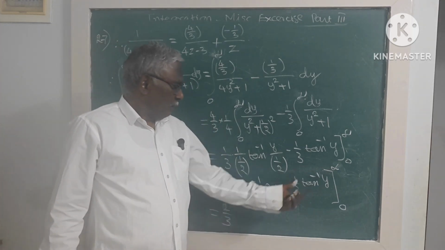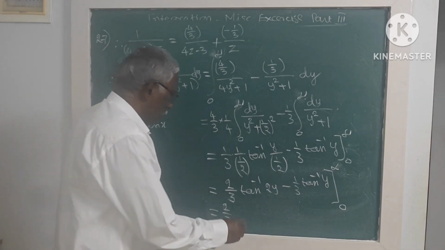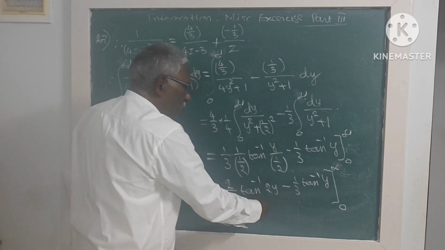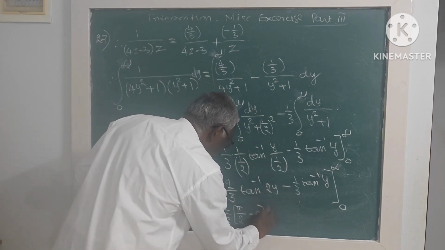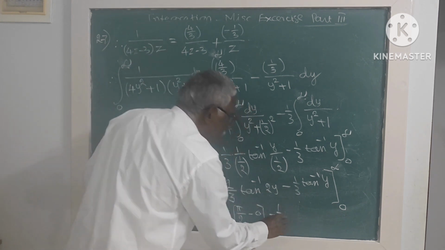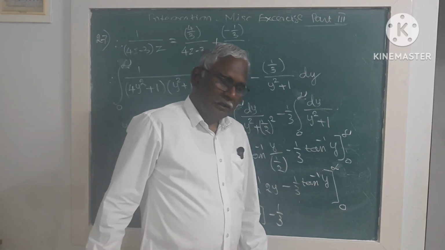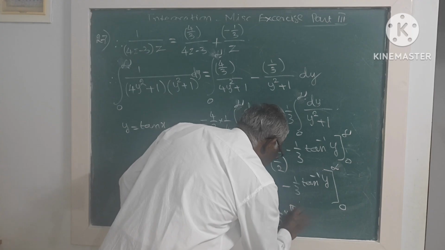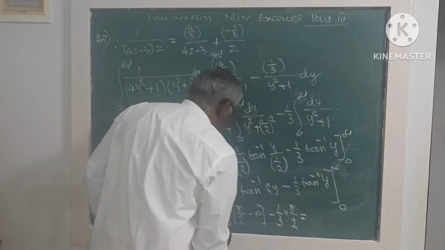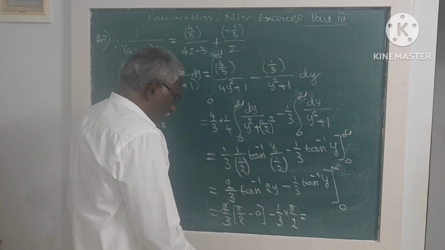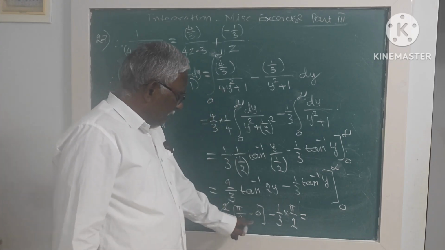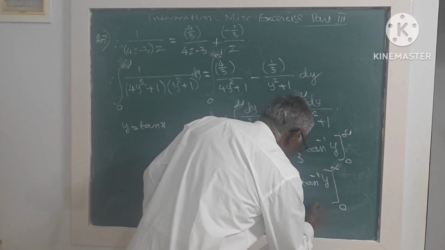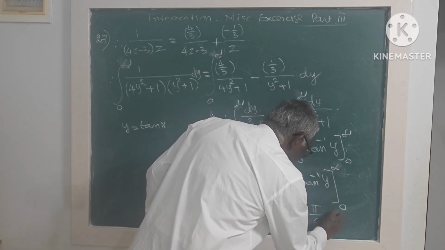Now y is infinity, tan inverse infinity is pi by 2. Then tan inverse 0 is 0. Minus 1 by 3 times tan inverse infinity, which is pi by 2. So pi by 3 minus pi by 6, that is equal to pi by 6. This is the answer.